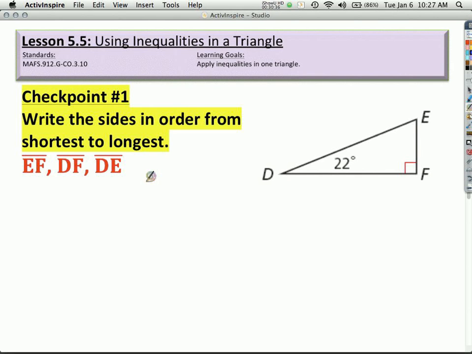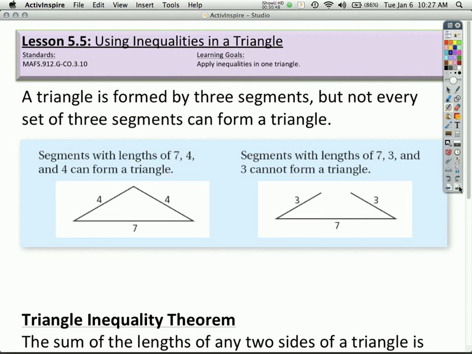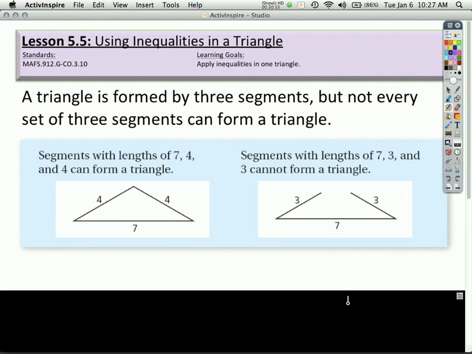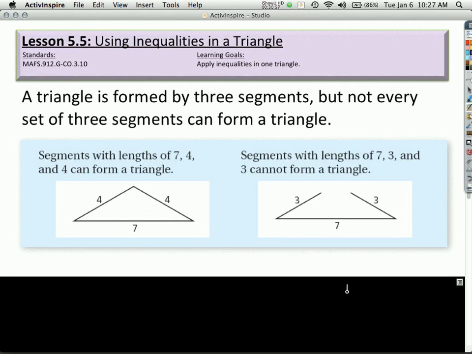So does anyone have any questions on how we use theorems 5.10 and 5.11 to help us identify some things about the triangles? Okay, so let's step it up a little bit and now start talking about the triangle inequality theorem. You do not have to copy anything here. Please just look. Sometimes it's more important to concentrate rather than focus on the writing.